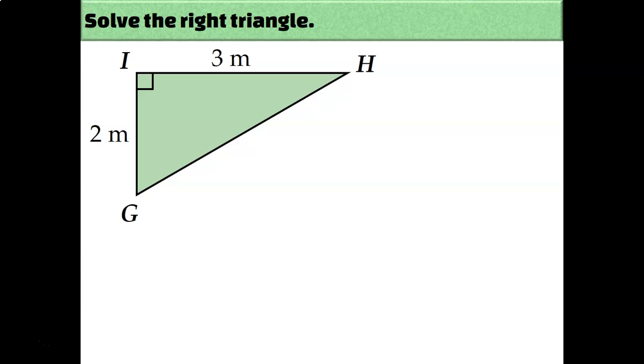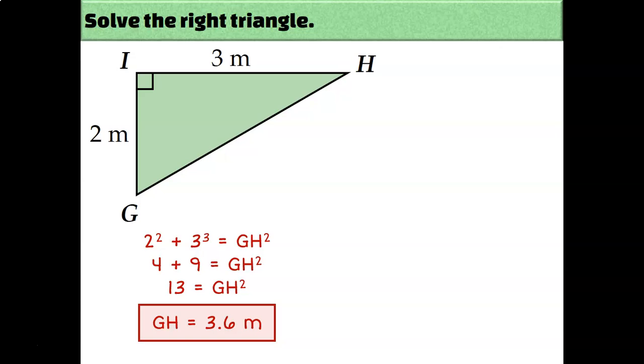For our next example, we can't solve for an angle measure as easily as we did on the other two problems. Instead, the easiest thing to start out with is figuring out the length of the hypotenuse by using the Pythagorean theorem. 2 and 3 are the legs of this triangle because they're the sides that created the right angle. GH is the hypotenuse. So according to the Pythagorean theorem, I can write that 2 squared plus 3 squared equals GH squared. Solve that out, and we find out that GH is approximately 3.6 meters long.